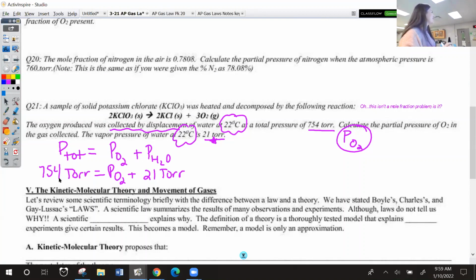Okay, so 754 is my total, and then my PO2, my oxygen. So 754 minus my 21 gives me 733. So my PO2 is 733 torr. Okay, I just wanted to make sure that you remember that because in this lab, we are collecting over water.